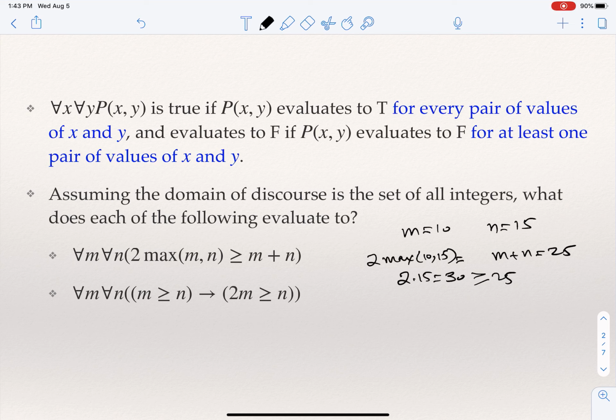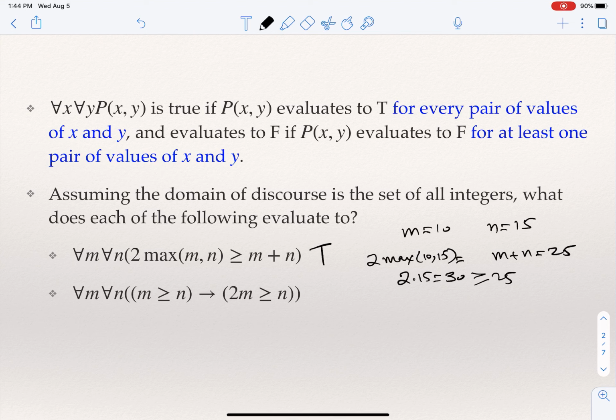If you think about it carefully, in fact, you can prove it, because the maximum of m and n is greater than or equal to m and greater than or equal to n, and we can replace the sum by the greater of the two. So this is always true. It's impossible to find two integers whose sum is greater than 2 times the maximum of the two integers. Let's look at the second one here.